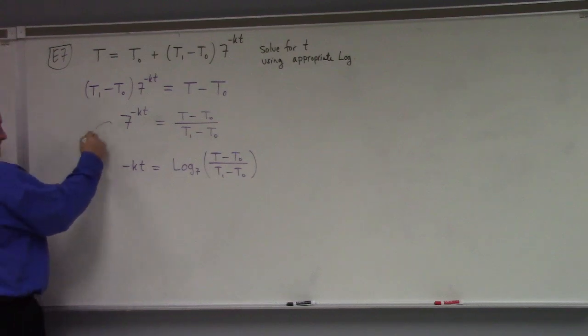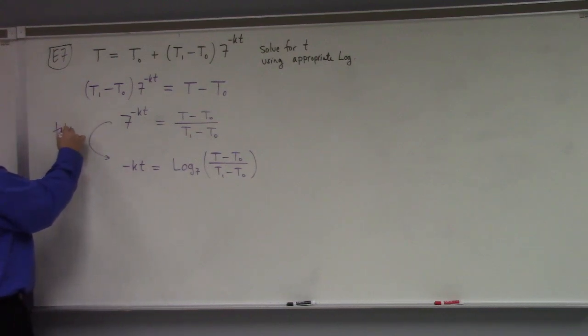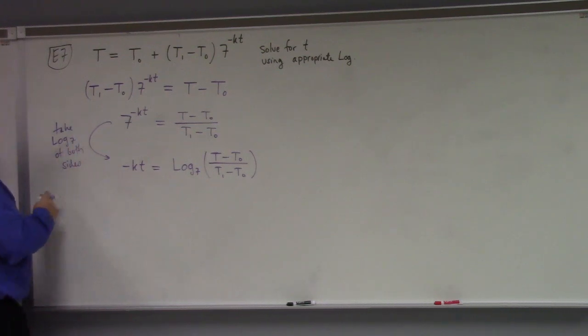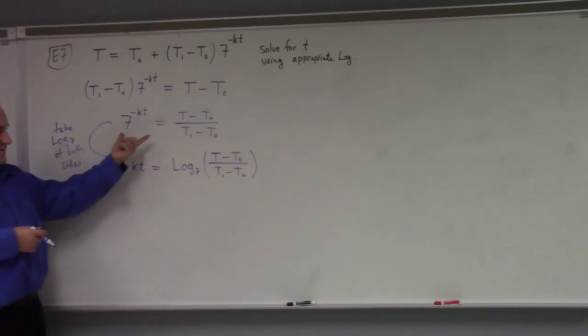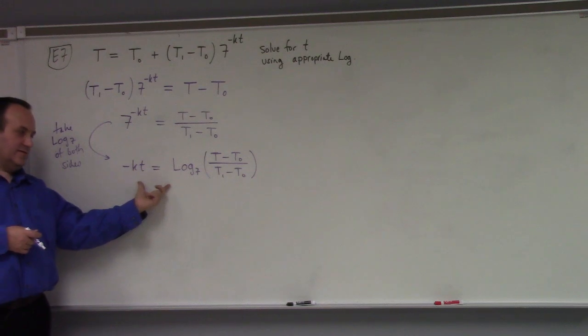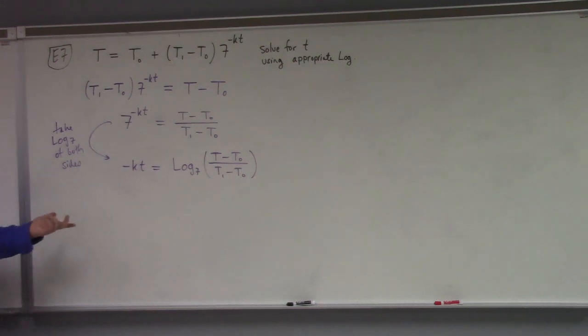So I'll take log base 7 of both sides. Or if you like, I'm changing from the exponential form of the equation to the corresponding logarithmic form of the equation. If we have this exponential equation, we have this corresponding logarithmic equation. And then I'm trying to solve for little t, so one more move and we're done.